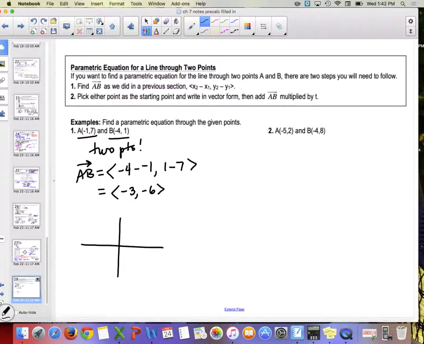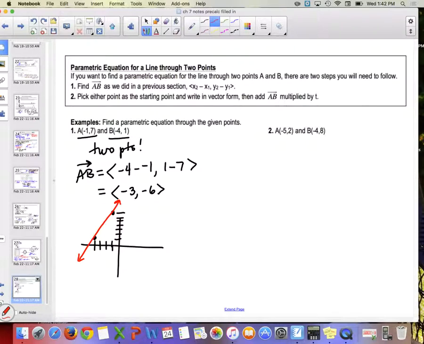Okay. Well, not our starting point. Then we're going to pick either one as the starting point. So let me draw it out. So we have -1, comma 7. 1, 2, 3, 4, 5, 6, 7. And we have -4, 1, 2, 3, 4, comma 1. And we're trying to find the equation of this line. Oops, missed it. In parametric form. Wasn't even close, was I?